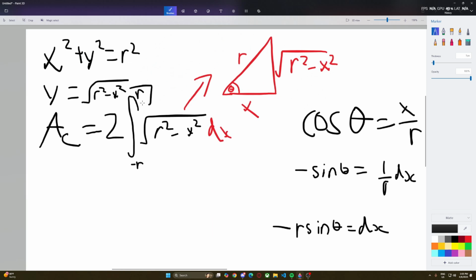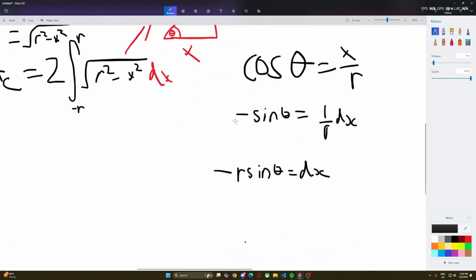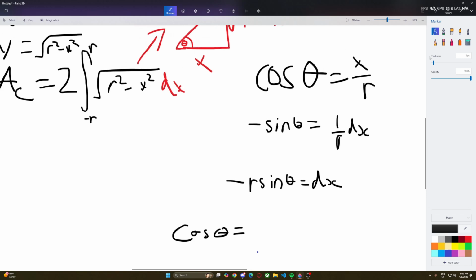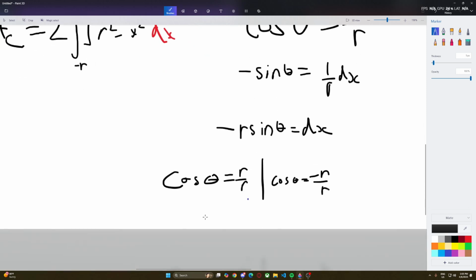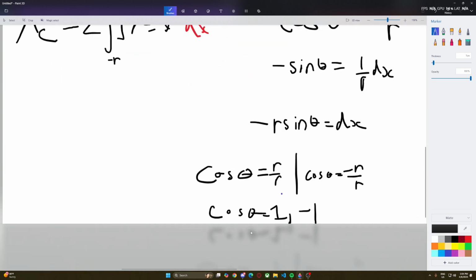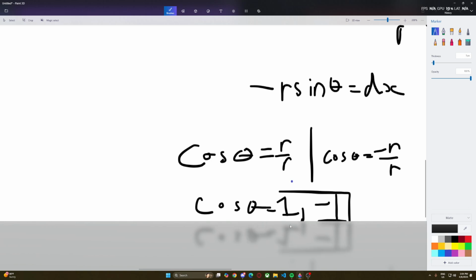And also, these bounds have to change along with the substitution, so we can just write cosine theta equals, now, since this is supposed to substitute for x, we'll just put the bounds into here. So now we get r over r, and cosine theta equals negative r over r. Now you get the result in cosine theta equals 1 and negative 1, and since this is a function of theta, we have to find what theta equals, cosine theta equals 1 and negative 1.